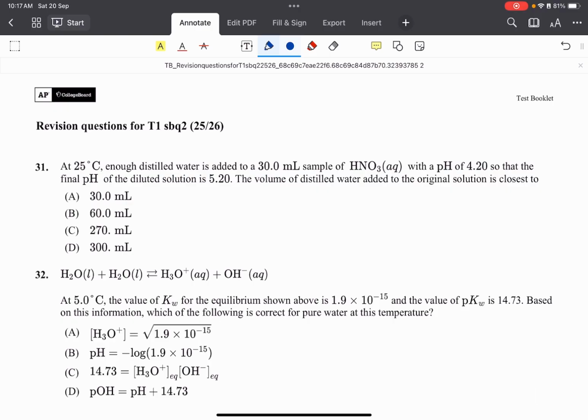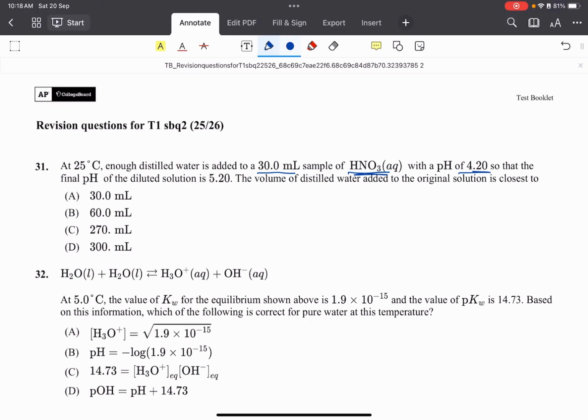Enough distilled water is added to 30 milliliters of a sample of a strong acid with a pH. So they are diluting the acid, so that the final pH of the diluted solution is 5.2. The volume of distilled water added to the original solution is closest to how much? So here they diluted the pH.